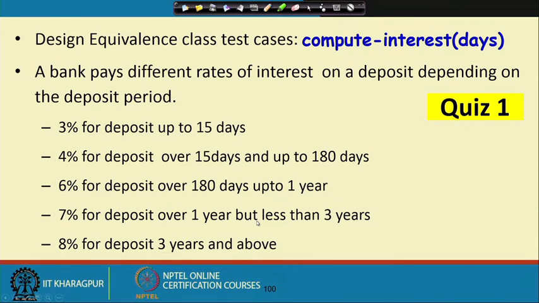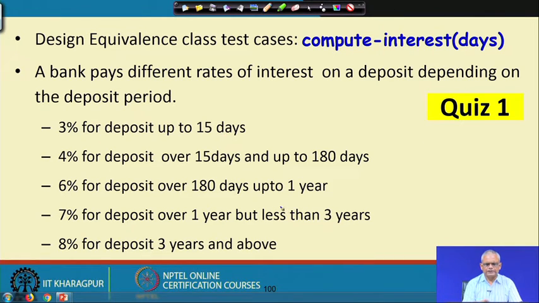So, what will be the equivalence classes here? This is a rather straightforward example. We have just one parameter and we examine the output, and each of these corresponds to a scenario, and then we consider one equivalence class corresponding to deposit between 0 to 15 days, 15 to 180 days, and so on, and the invalid set of inputs, which is an invalid day, negative day, and so on.